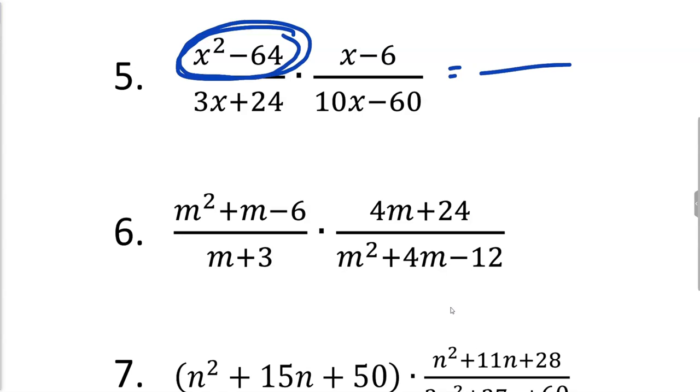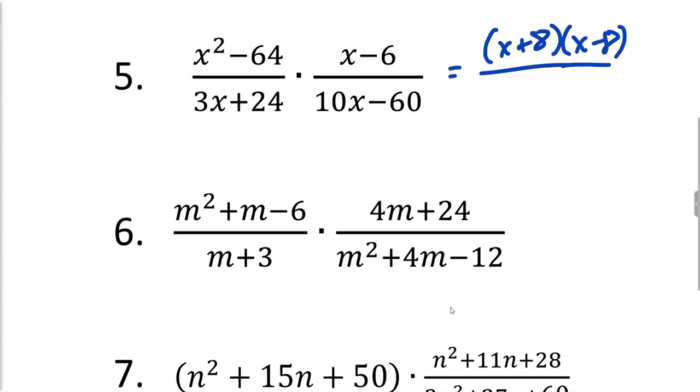Gross. That's the perfect square thing, right? The perfect square thing. You can do that for that. Oh, right? Okay, so don't forget perfect squares. We reviewed that. Perfect squares, x plus 8, x minus 8. Yeah? Okay. What kind of factoring is 3x plus 24?